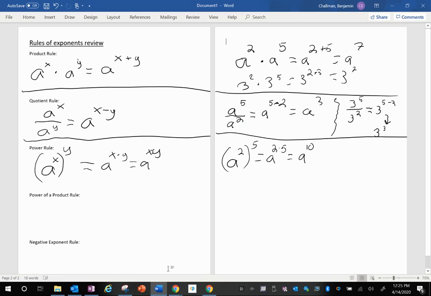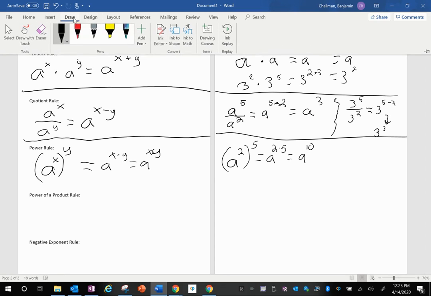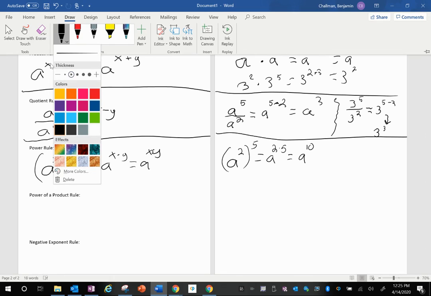Okay, I'm just going to pretend like I can still see myself. Okay, so the power of the product rule, that basically says if I have two numbers, hello, where'd my inking pen go? There it is.